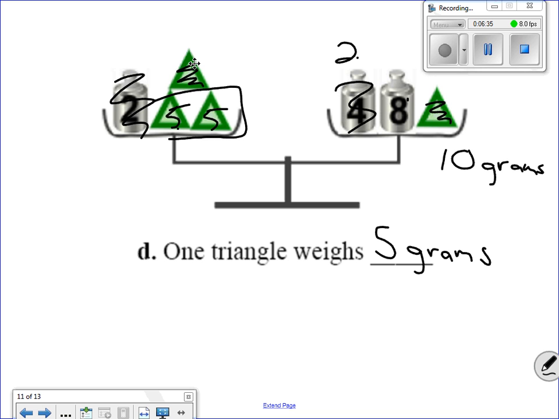I'm hoping you're catching on with this, because it is very, very easy as long as you just take your time. You take away something from one side, take it away from the other side.